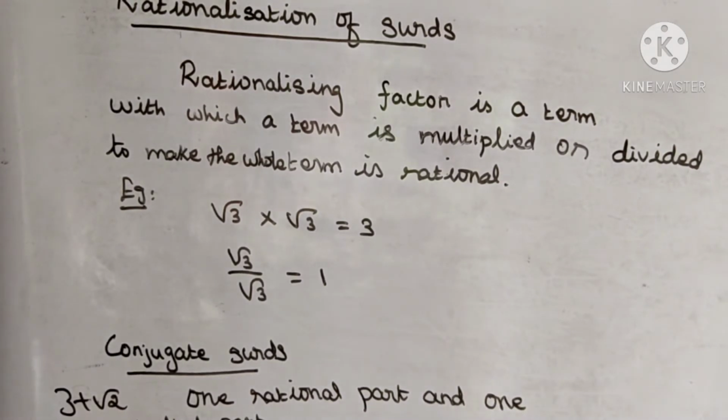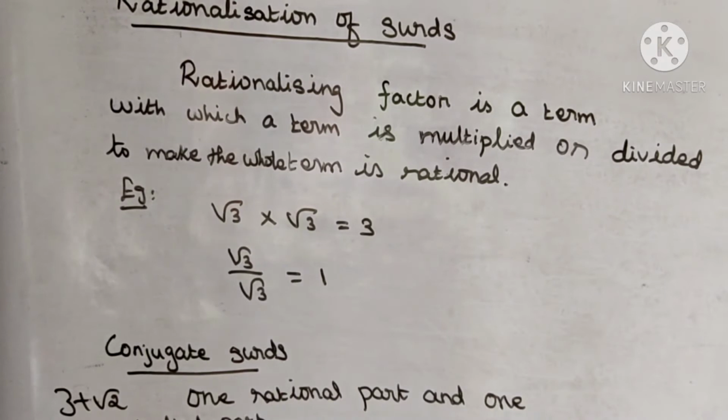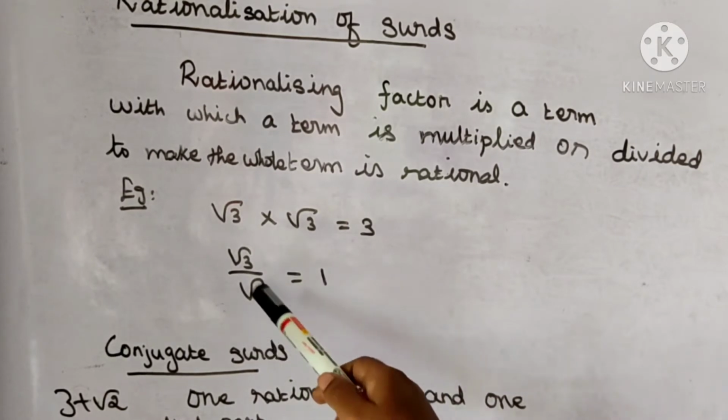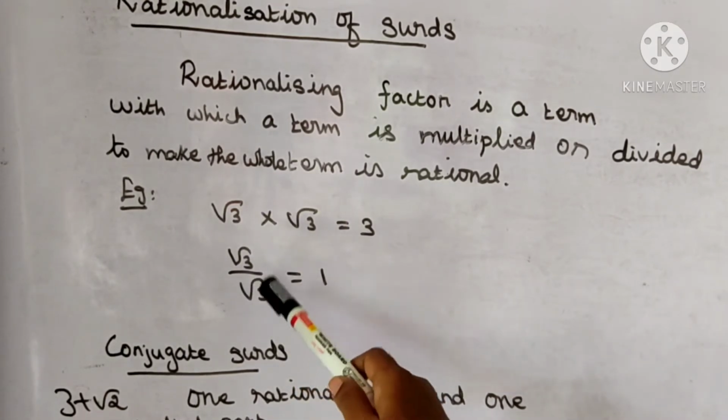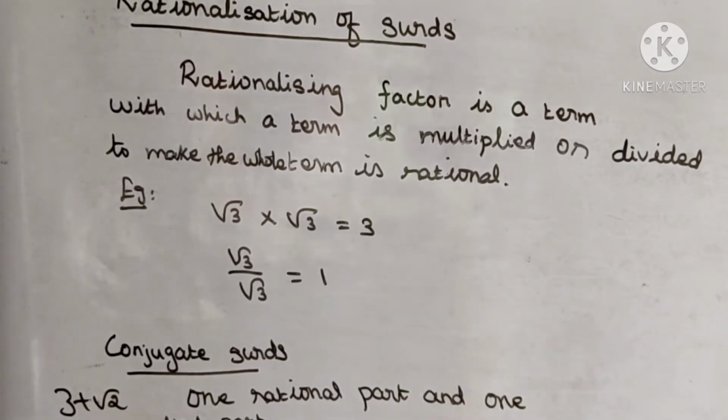Because inside the root we get 2 terms, we take 1 term outside. That answer is 3. Now we find the division of this irrational number root 3 by root 3. We get 1. So if you multiply or divide that term, we get a rational number. So this is the definition of rationalizing factor of surds.